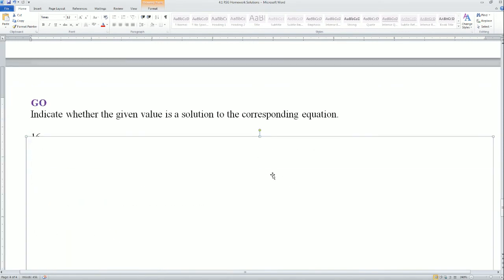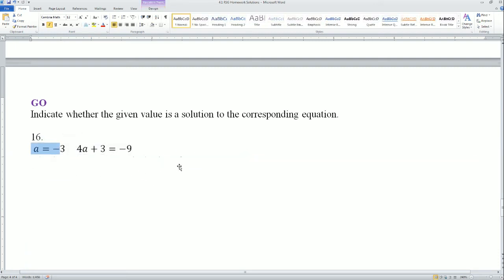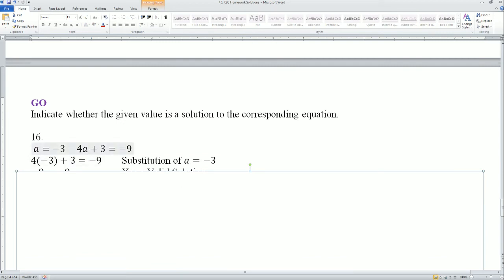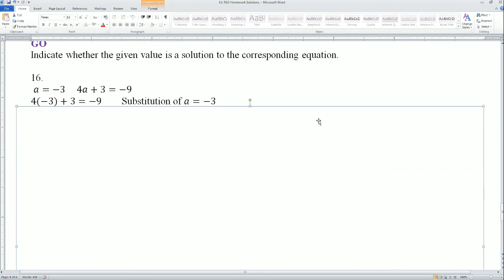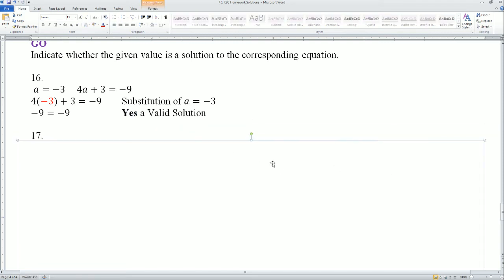Indicate whether the given solution value is a solution to the corresponding equation. Here you have a value a equals -3. And you have 4a plus 3 equals 9. That's the equation. So I substitute a in. A is equal to -3. That's the substitution right there. Simplify. -9 equals -9. So we say yes, that is a valid solution.